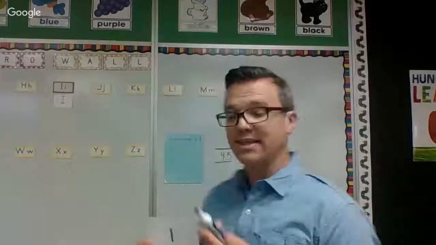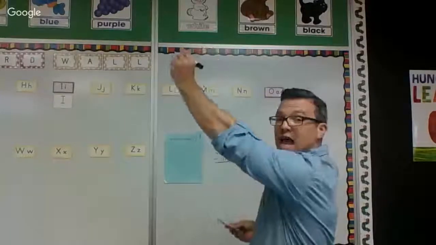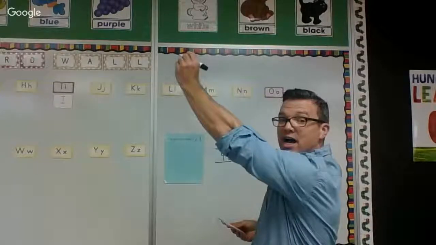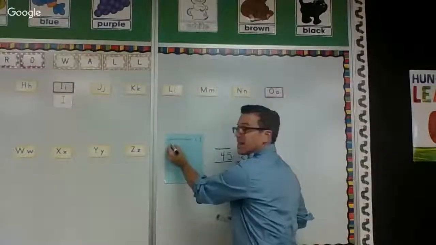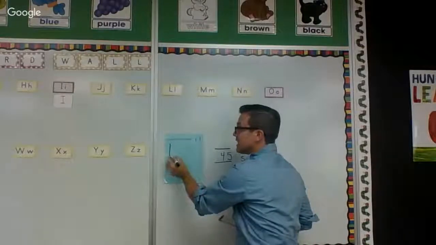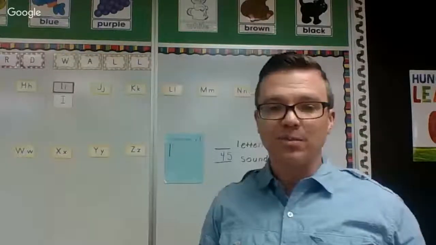Very easy. Everybody say O. Now watch when I make this letter. I'm going to do it right on this chart. I'm going to actually start at the top and pull straight down to the bottom. You ready? And as I do it, I want to make the sound. Ready? O. You do it. O.